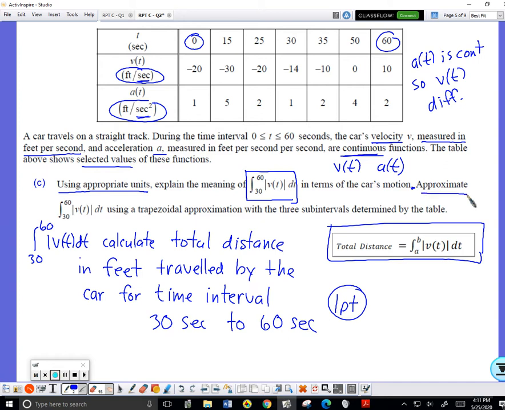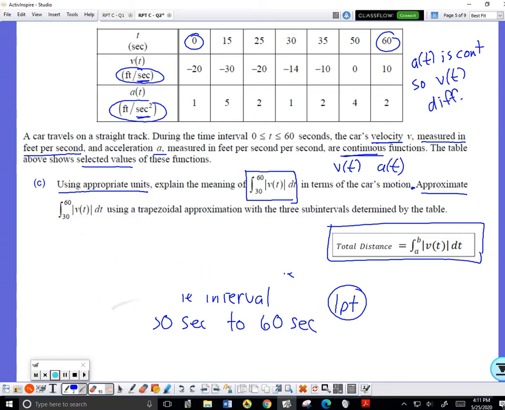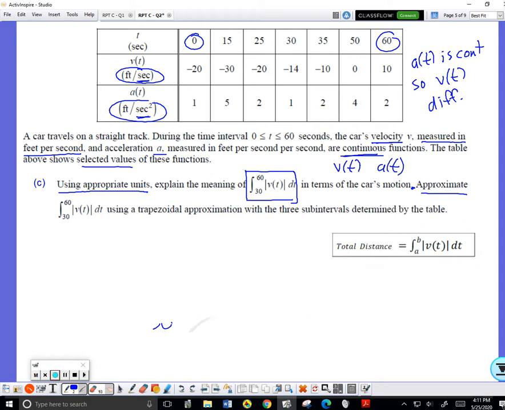Approximate the integral by using a trapezoidal approximation with 3 subintervals. So we're trying to do this integral, 30 to 60, absolute value of v, 30 to 60. Again, slow and careful. 3 subintervals. There we go.